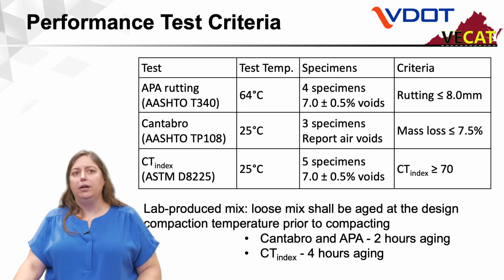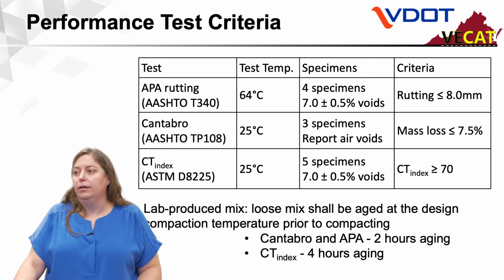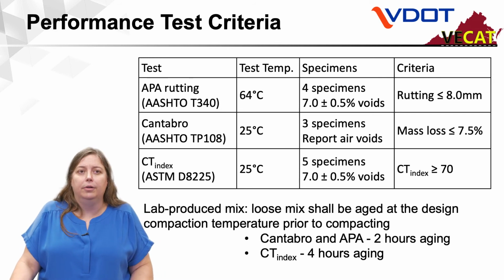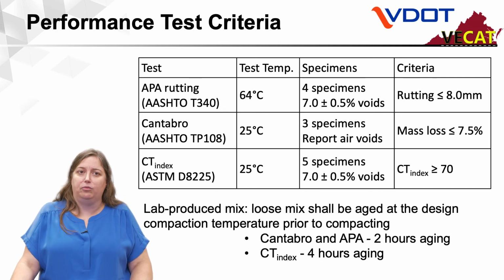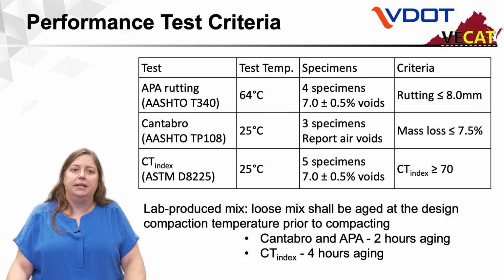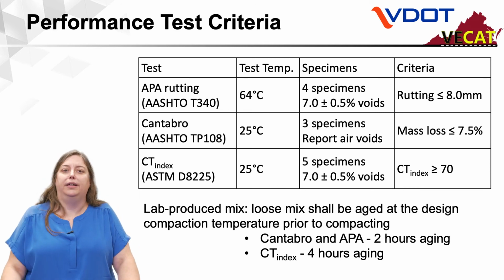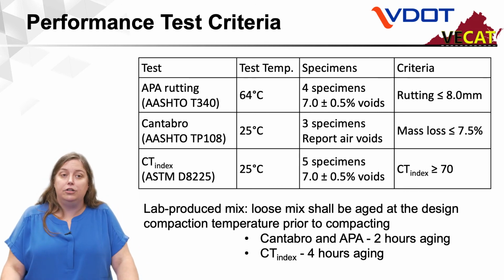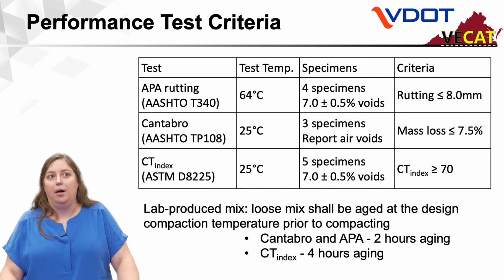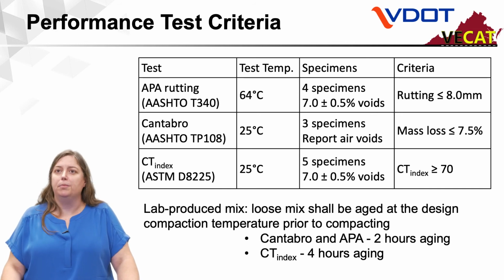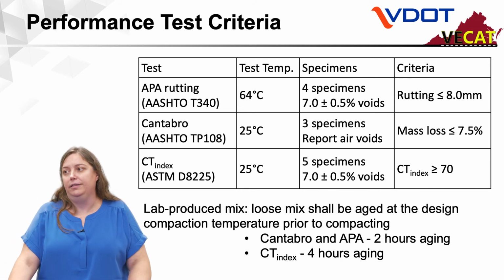For APA rutting, we want the rutting to be less than or equal to 8 millimeters. For mass loss, we want it to be less than or equal to 7.5%, and the CT index must be greater than or equal to 70 for mixes. In addition, moisture susceptibility must be evaluated. That is not in here as a specific performance test criteria since we already have it in the specifications.